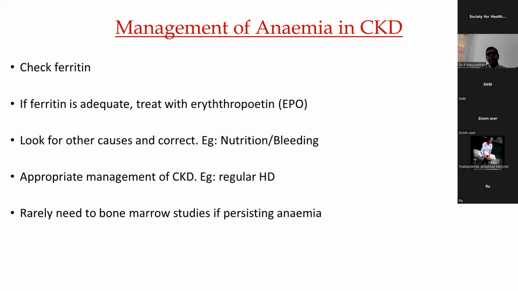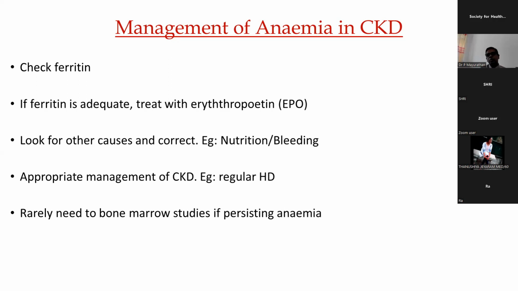Roughly, remember two numbers, 100 and 200. CKD patients who are not on dialysis should have a ferritin level of at least 100 to start erythropoietin. If the patient is on regular dialysis, the ferritin level should be around 200 before we start erythropoietin. If the ferritin level is below the target, first of all we have to give iron to get enough ferritin storage in the body. Only then is the erythropoietin going to be effective.